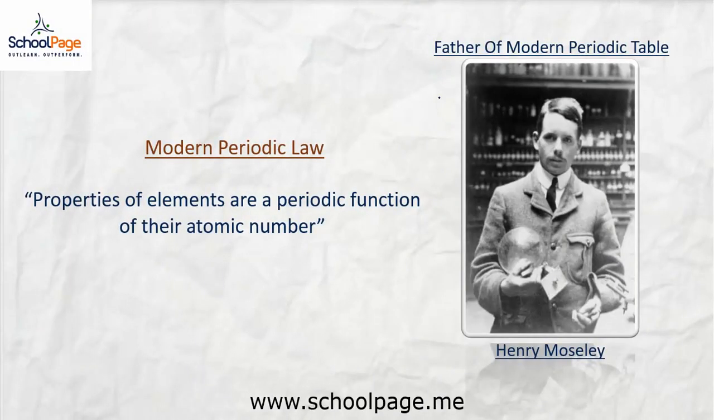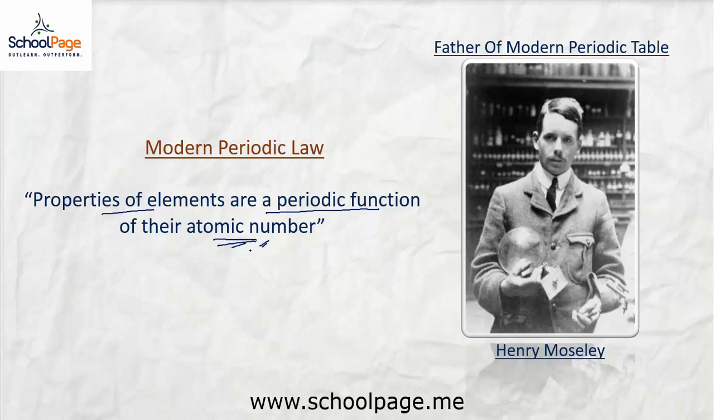Modern periodic law states that properties of elements are a periodic function of their atomic number. Properties of elements are a periodic function of their atomic number. The modern periodic law resembles the periodic law proposed by Mendeleev, but there is a small change, and the change is the atomic number. Yes, instead of atomic mass, it is the atomic number which decides the properties of elements, and because of this we can see a periodicity in the properties of elements.